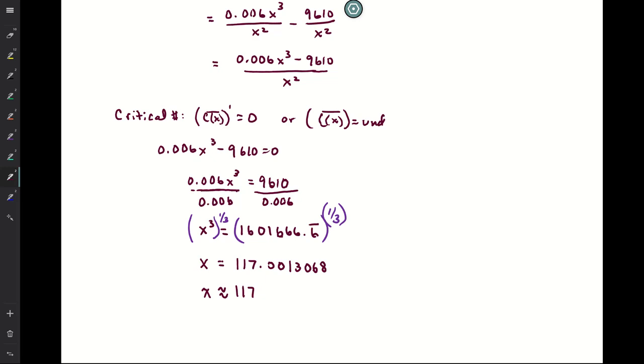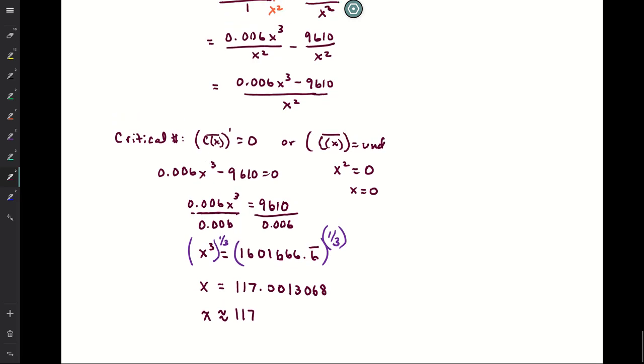Okay, finding where it's undefined, that would be where the denominator is 0. So that would be x squared equals 0. Well, the only way that x squared is going to be 0 is if x is 0. Now remember, 0 is actually in my domain, but it's an endpoint of my domain, so I have to be a little bit careful there.